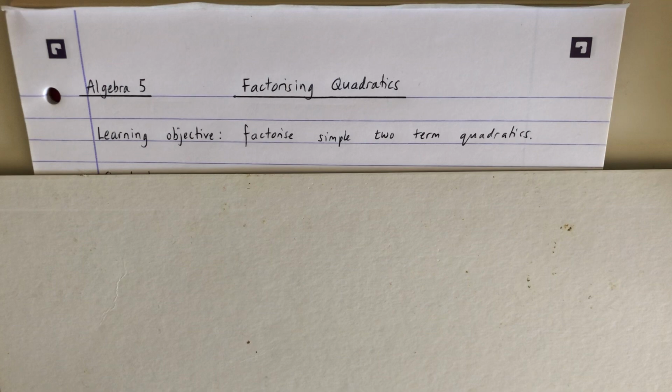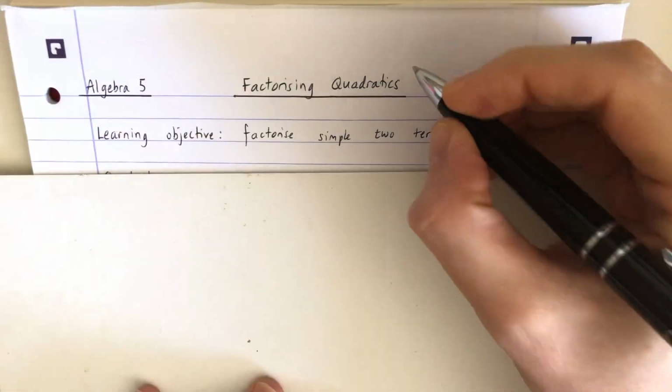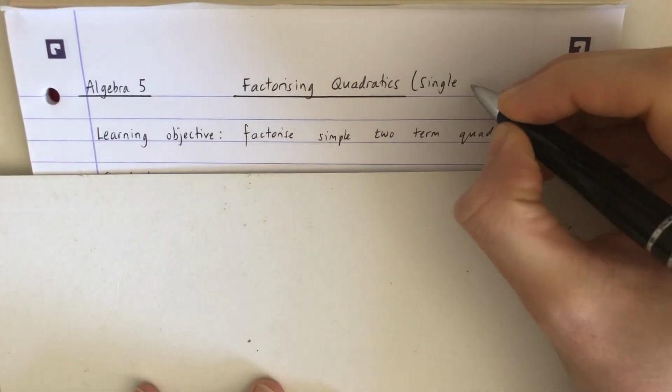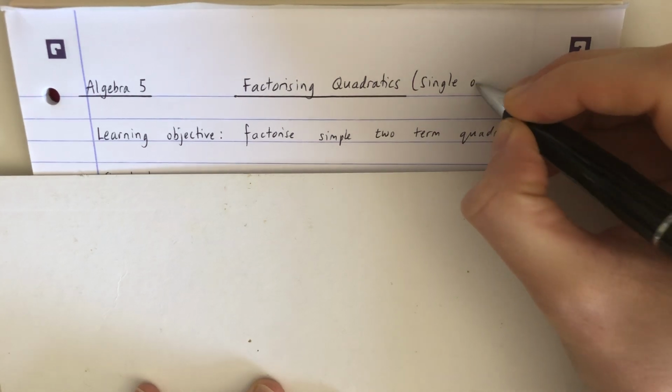I'm going to explain to you what factorising means. Some of you should know already. I'm going to explain to you what a quadratic is. Again, some of you might know that already. And the main objective today is to factorise simple two-term quadratics. Just a special case, we've got two terms and how to factorise that. Just as a little spoiler, today we'll be factorising to single brackets only.